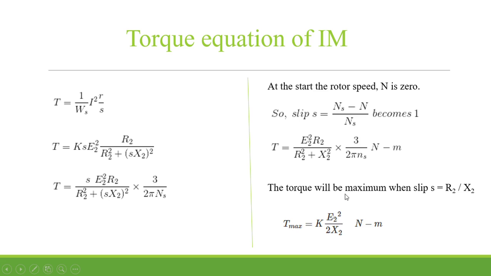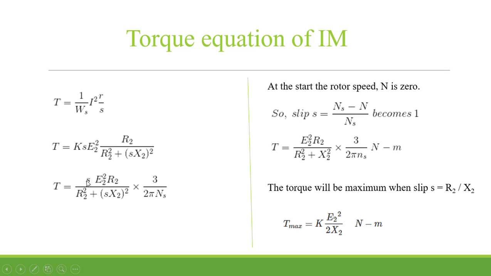Now what will be the maximum torque? In this equation, if we differentiate with respect to s, because s is the only varying quantity, s depends on the rotor speed, slip is ns minus nr, so this depends on the rotor speed. So the rotor speed is varying. Earlier it was at standstill, gradually it will develop some speed, it will try to reach ns, but it can never reach ns.